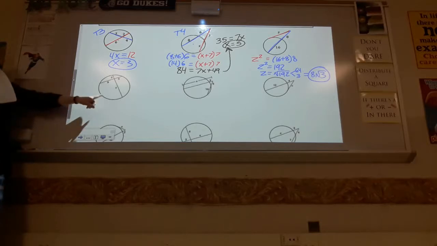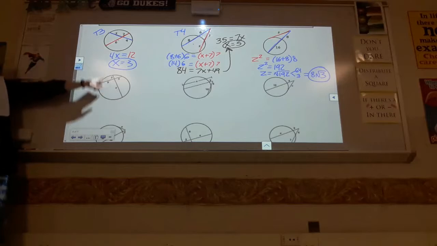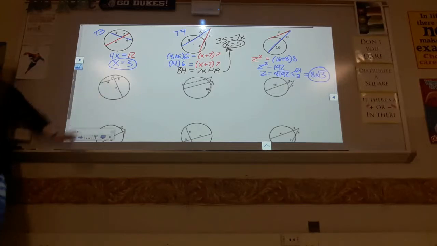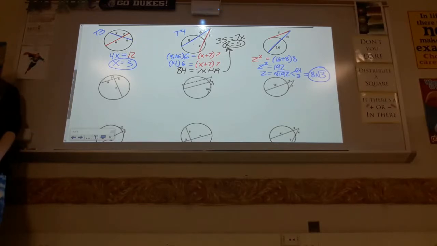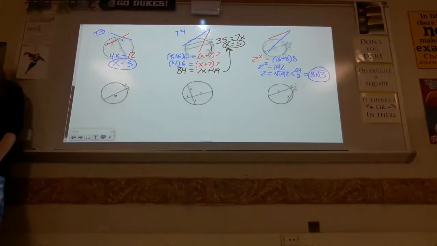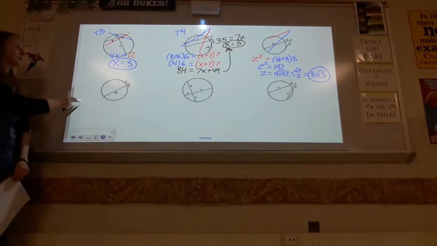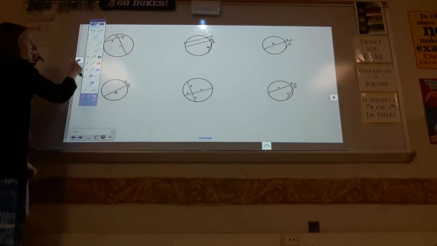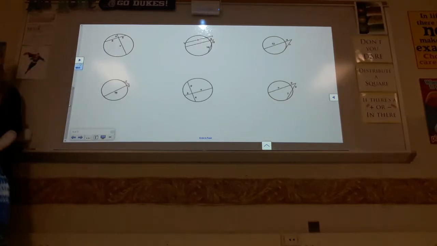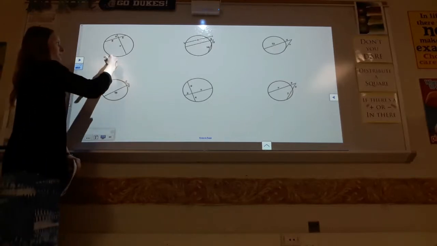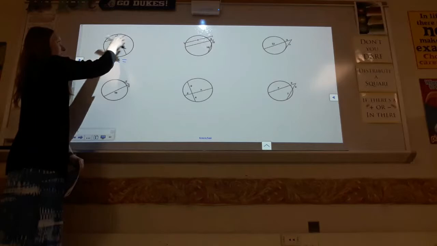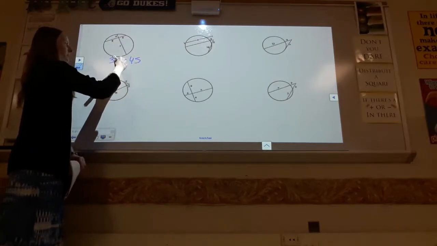Okay? See if you guys can do this one by yourself. Again, this is another one of the chord scenarios. See if you guys can do that one. Where you multiply the pieces together for each chord so it can be equal and solve for x. Alright, what do you get? 15. It should be 3 times x, or 3x, is equal to 9 times 5, which is 45. And you divide, you get 15.